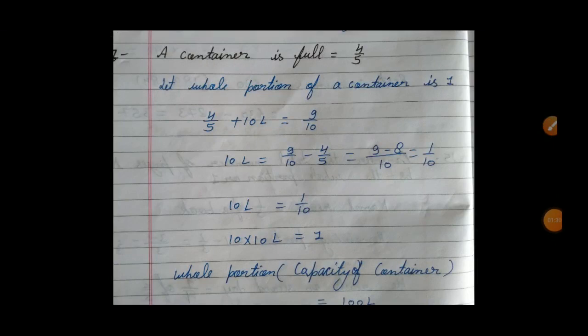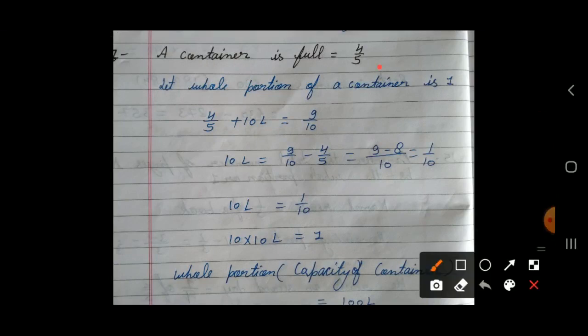Here, a container is 4/5 full. Let the whole portion of the container be 1. Yes, the whole portion is equal to 1 and it is 4/5 full, and we poured 10 liters there. Now the fraction is 9/10 after this 10 liters of milk.